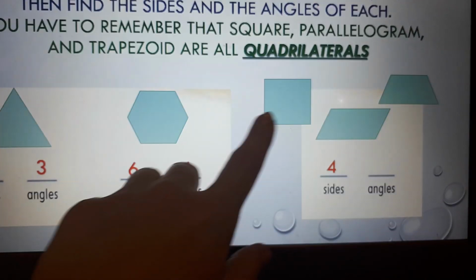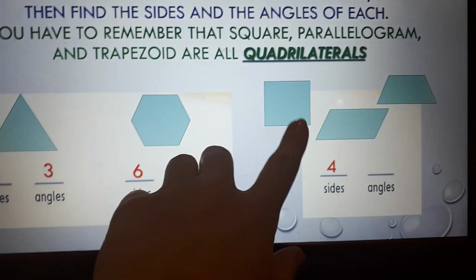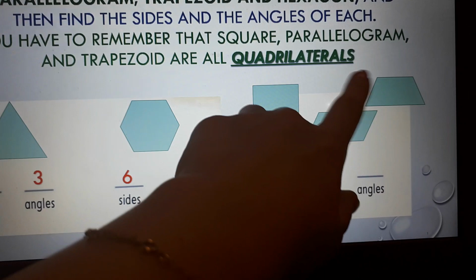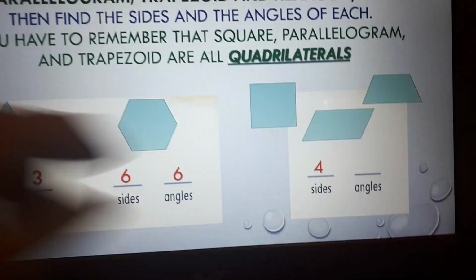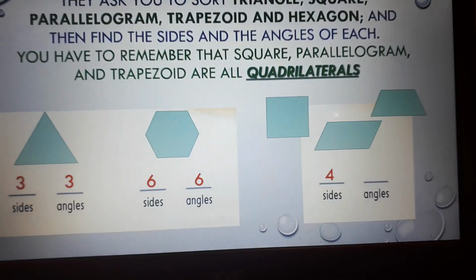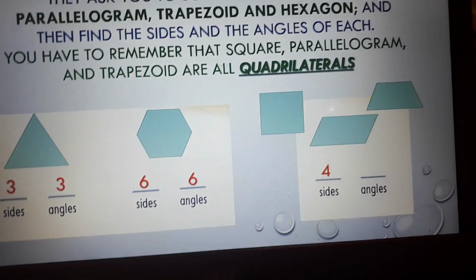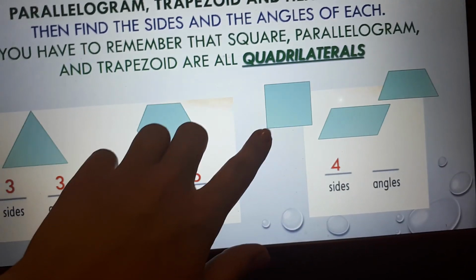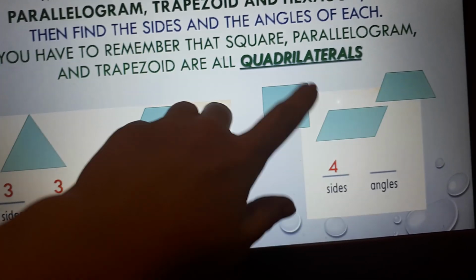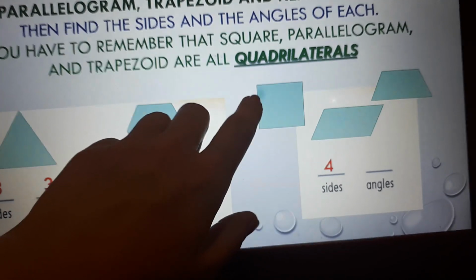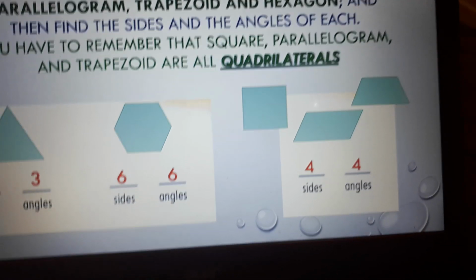Now here I have 4 sides for each. 1, 2, 3, 4, and here 1, 2, 3, 4, and here 1, 2, 3, 4. Now, do you think that the angles are the same? Excellent, yes, because I have 4 sides and 4 intersecting lines. The space between 2 intersecting lines are angles. Excellent. So 4 angles.